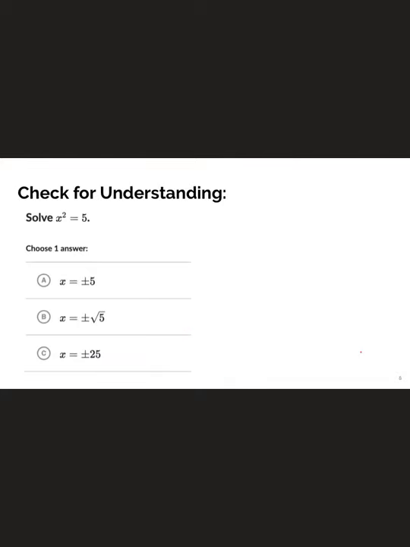So why don't you try a problem on your own? Pause the video here to try out this check for understanding where you're solving x squared equals 5 using your square root function. Once you've finished trying this on your own, press play so you can go over your answer.